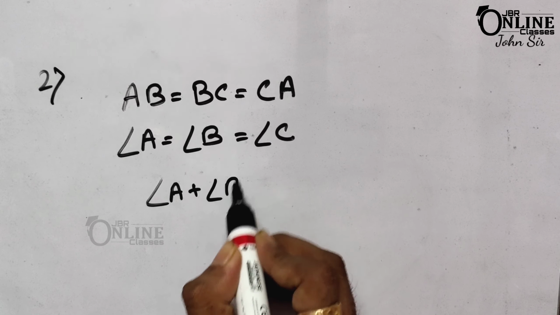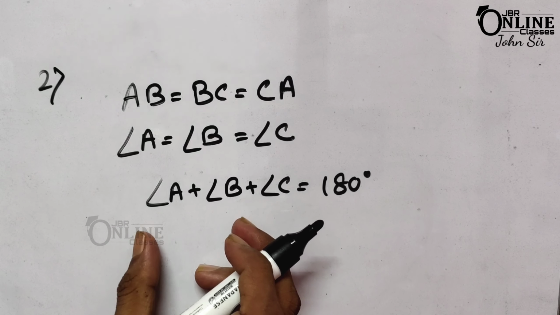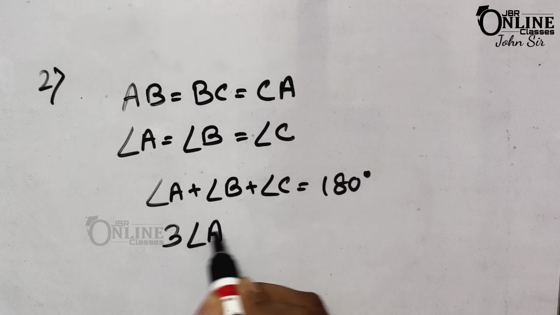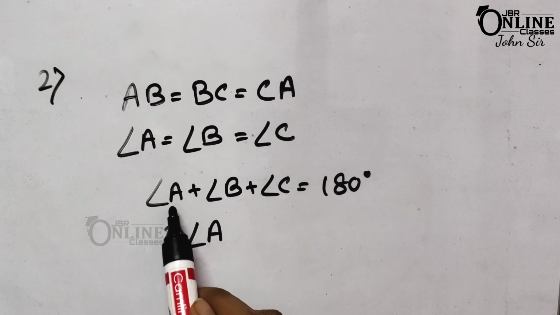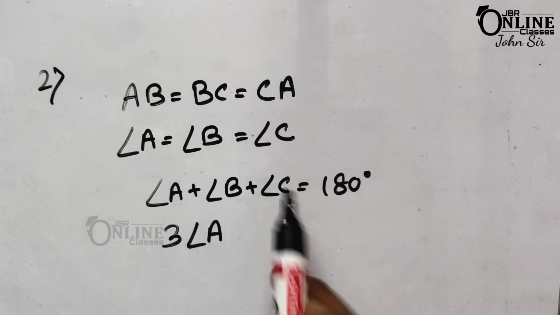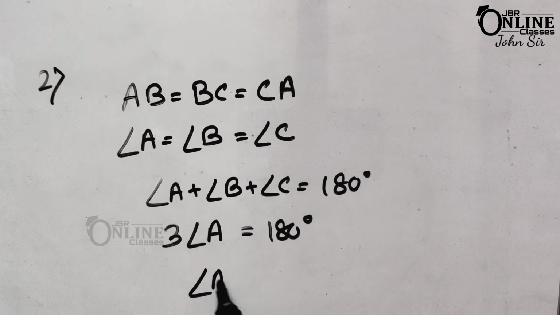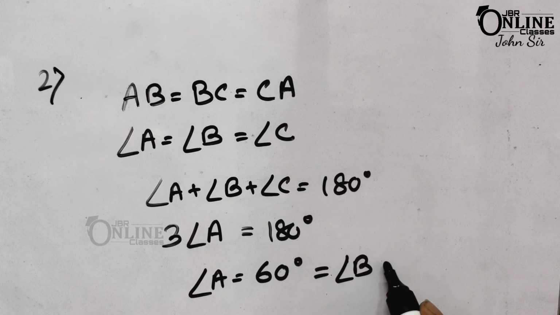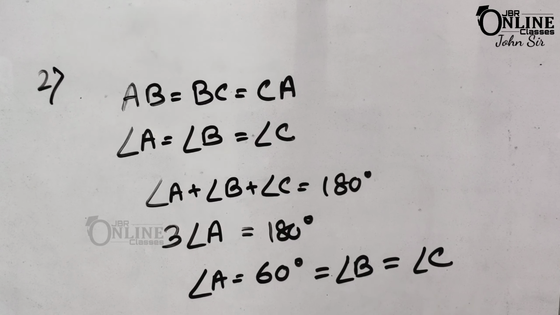Now you know that the addition of all angles of a triangle equals 180. Definitely here, if B equals A and C equals A, then you can write A plus A plus A, that equals 3 angle A, that equals 180. So angle A equals 60 degrees, and as A equals 60, then definitely B equals 60 and angle C equals 60 degrees. So it's proved.